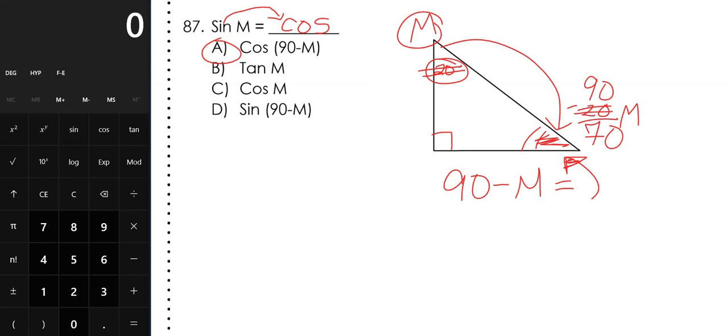Okay, so the big takeaway from this is look for opposite functions here. Sine and then cosine. And then make sure that your two angles, M and whatever the measure is here, are going to add up to 90. You want them to be complementary. Okay, let's move on.